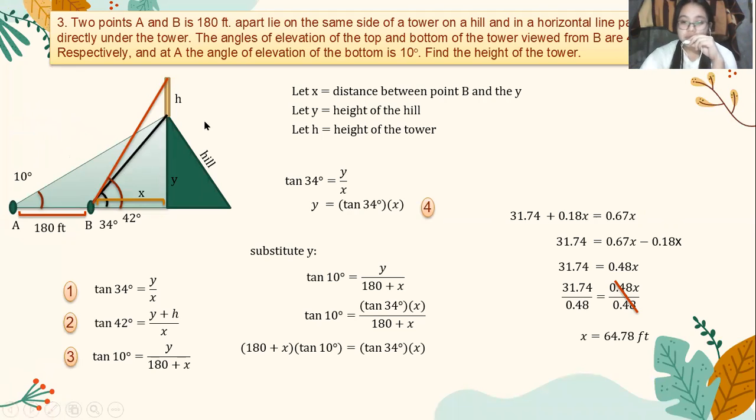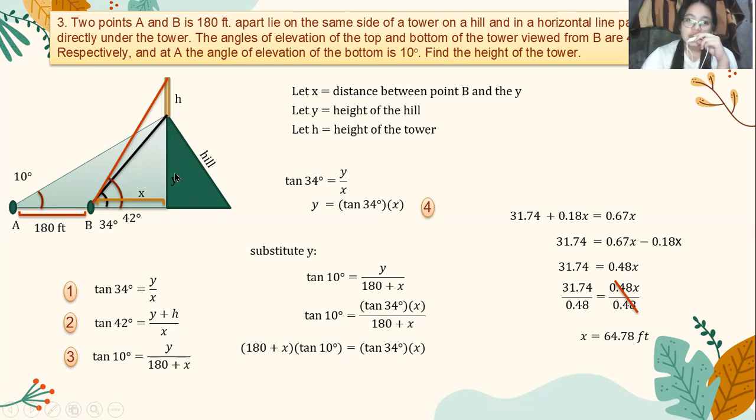Next, we have the problem number 3. Two points A and B, 180 feet apart, lie on the same side of a tower on a hill and in a horizontal line passing directly under the tower. The angles of elevation of the top and bottom of the tower viewed from B are 42 degrees and 34 degrees, respectively, and at A, the angle of elevation of the bottom is 10 degrees. Find the height of the tower.